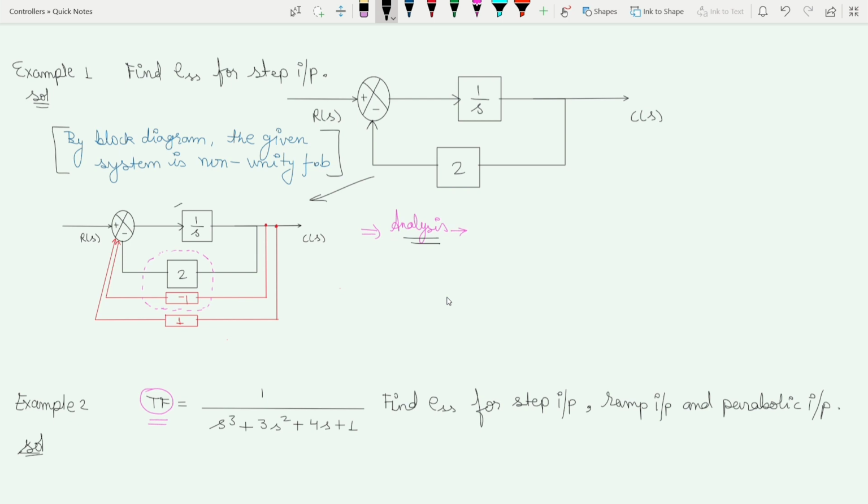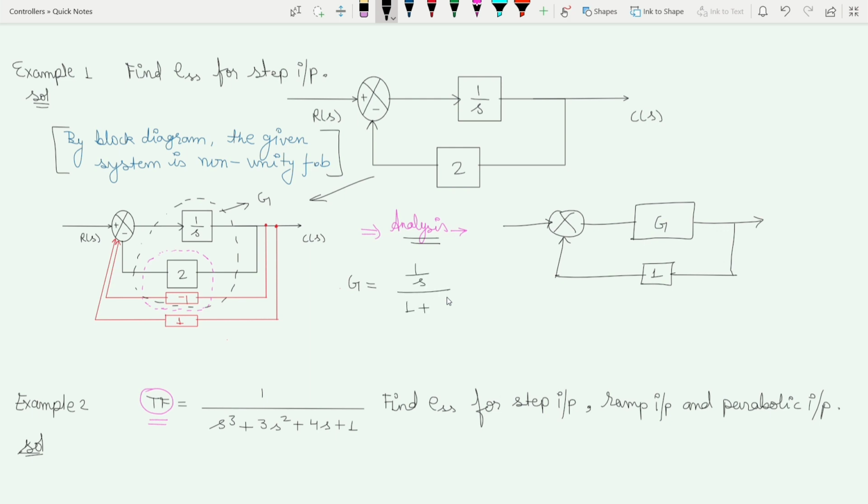When we consider this entire block, it will become like this over here. This is 1, this is G. G can be calculated from here. G is nothing but 1 by s divided by 1 plus 1 by s into 2 minus 1. So this G is nothing but 1 upon s plus 1. G equals 1 divided by s plus 1.